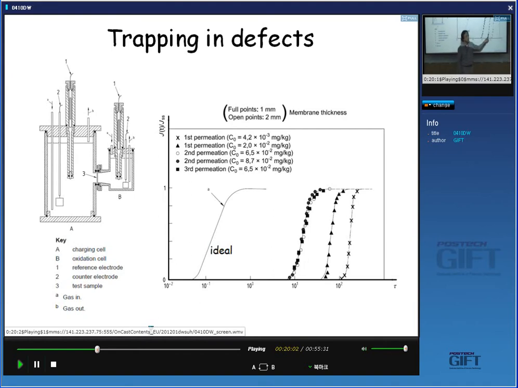And by repeating the permeation test, at a certain stage, all of the non-diffusible sites are filled with hydrogen, then the remaining is the diffusible site. So when all the non-diffusible sites are filled with hydrogen, then the permeation curve will saturate. Okay? So we can guess this much of difference comes from hydrogen trapping in the diffusible trapping site. Okay?